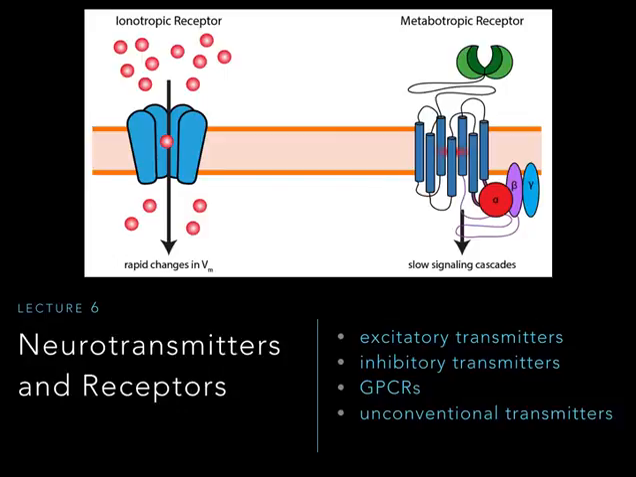We're going to talk about neurotransmitters and their receptors. We'll start off with the principal excitatory neurotransmitters, then the common inhibitory neurotransmitters. Then we'll talk about some neuromodulatory transmitters that use G protein coupled receptors to carry out their action. And we'll finish off by talking about some unconventional transmitters that aren't stored and released in the normal vesicular manner.